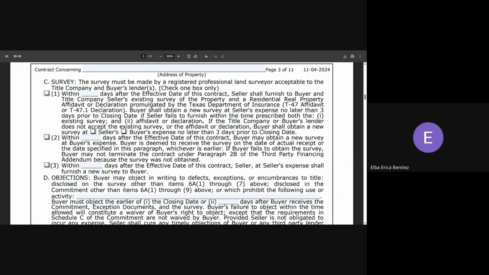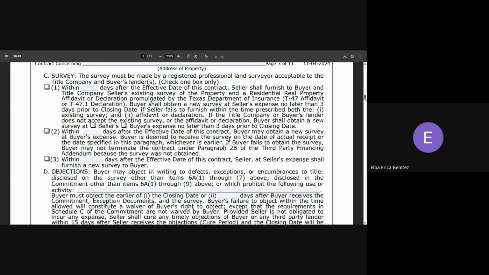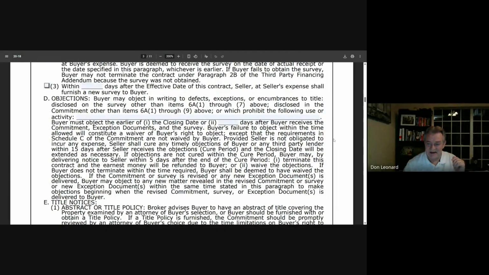Evening. Quick question: if they're paying cash and they don't want to purchase a survey, what do we do? That is a very good question. Depending on the contract, if you're talking about the farm and ranch contract, they have a number 4 that says no survey is required. But they don't have that in this contract. What they decided to do instead is they changed one word here.